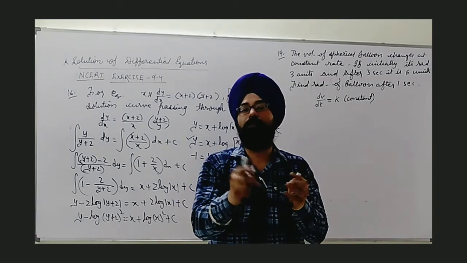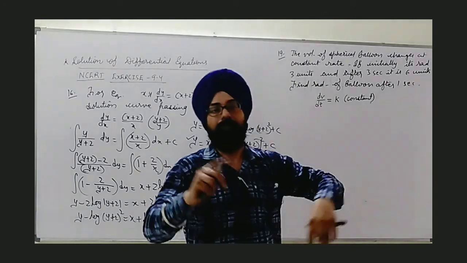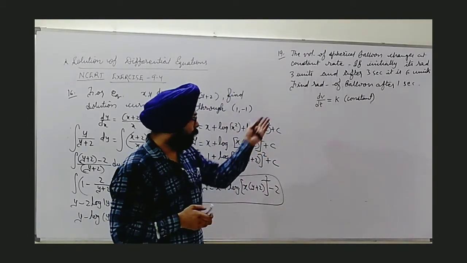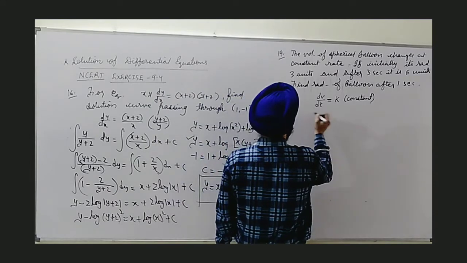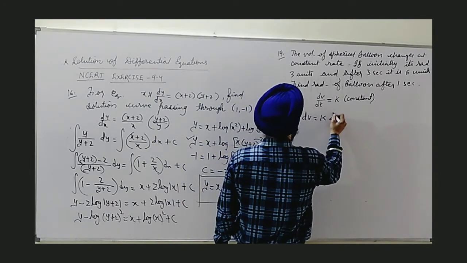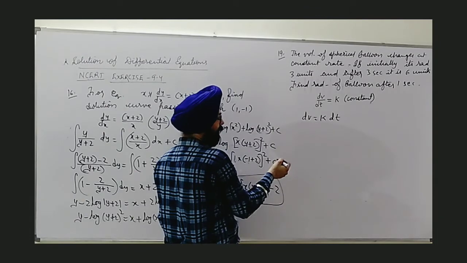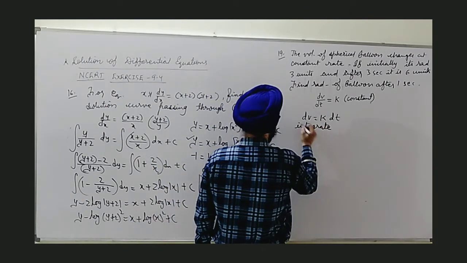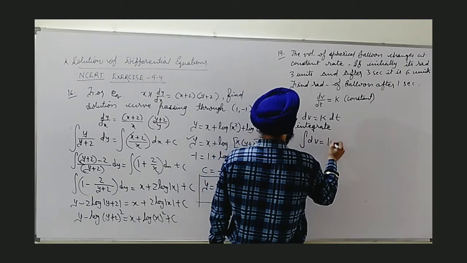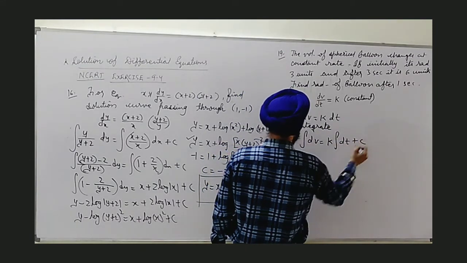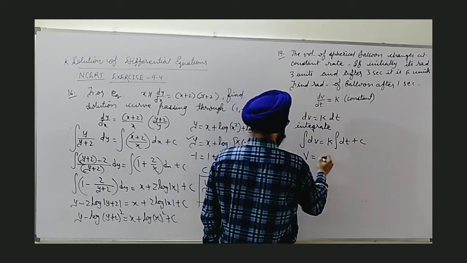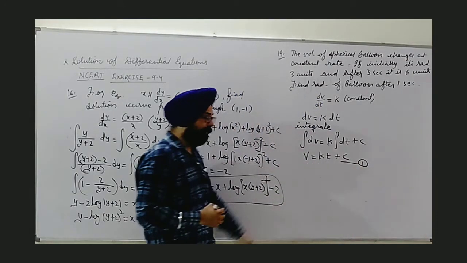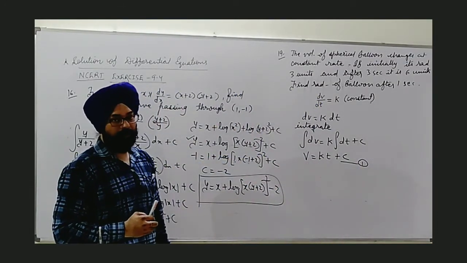Keep in mind, a variable is what changes. So volume is changing, time also is changing. So here the variables are V and t. As no other function is available, we can write this as dV equal to k dt. At this stage, we have to simplify by integration. Integration of dV equals k times integration of dt plus c. It gets V equal to kt plus c. This is an important one. This gives a relation between V and t.